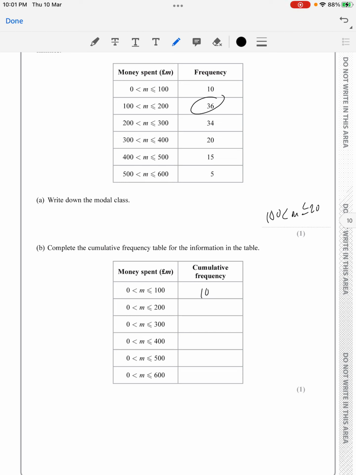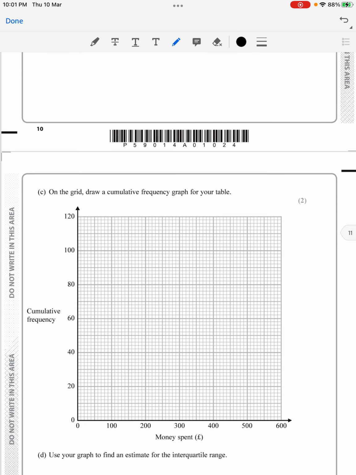So we start with 10 plus 36, so that should be about 46. 46 plus 34, which we're adding here, should be 80. 80 plus 20 should be 100. 100 plus 15 should be 115. 115 plus 5 should be 120. Okay, pretty easy, you can solve it easily.